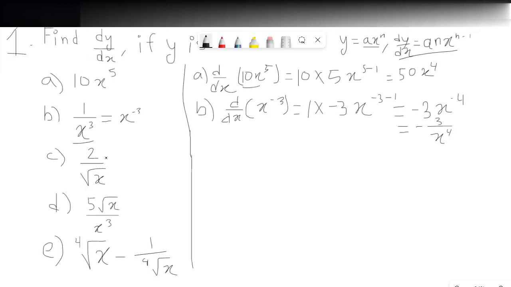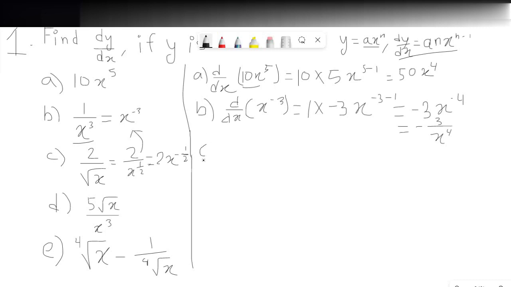So for number c, we have 2 divided by root over x. Now if you compare with y equals to ax to the power n, we do not have the same kind of format. So we have to convert this into its index form, ax to the power n. So I can write this as 2 by x to the power half, because a root is the power of half, if you remember your indices laws. And using the same concept as number b, we can write this as 2x to the power minus half. And now we can use this formula, dy dx equals anx to the power n minus 1, to differentiate this expression.